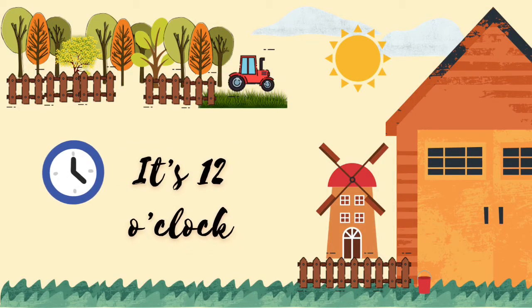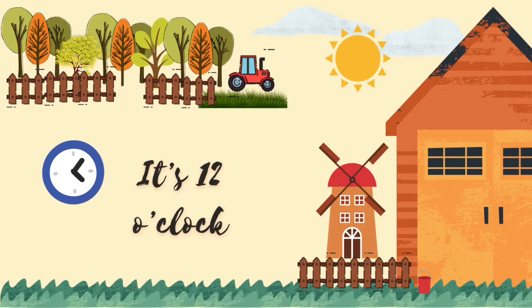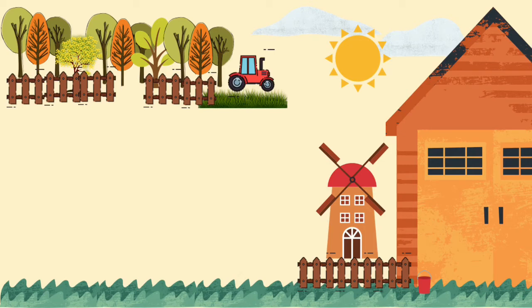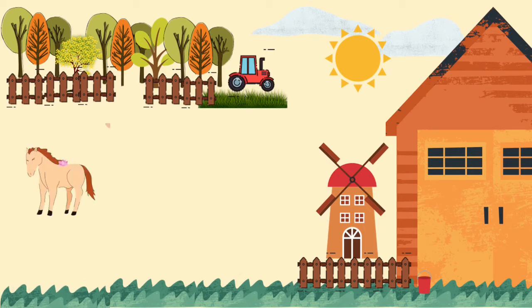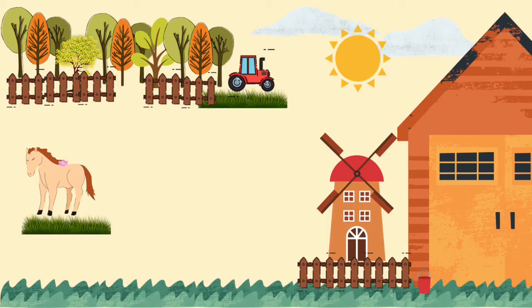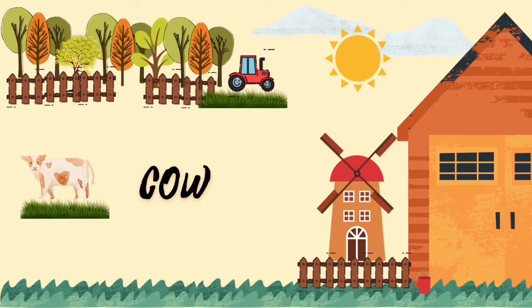It's 12 o'clock. I think this farm has no animals. Where are they? Oh, look what we have in here. Let's see. What animal is this? This is a horse. Horse. Cow. Cow.